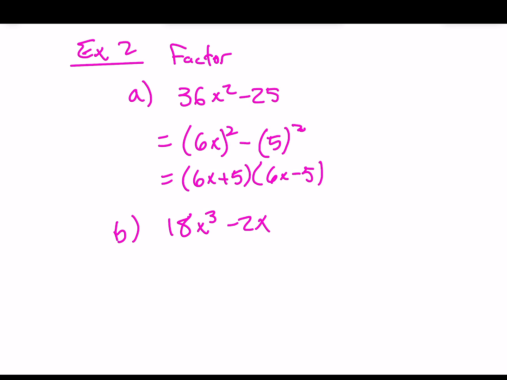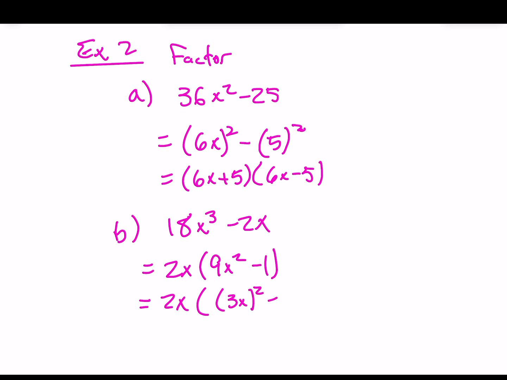If we have 18x cubed minus 2x, can we write this as a difference of squares? Well, something cubed is not necessarily squared, but we could try doing a GCF. Both of these terms have a 2x as a factor, so we can rewrite that as 2x times 9x squared minus 1. And hopefully that one looks a little bit more like a difference of squares to you.